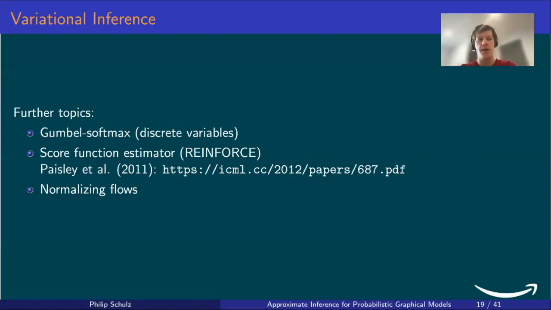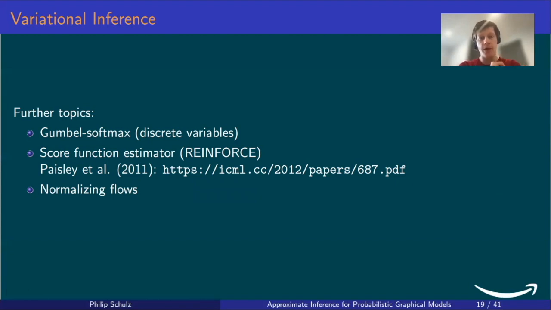Further topics to read up on are the Gumbel softmax. So that's being used for discrete variables, right? So far we've only been talking about continuous latent variables, so in particular Gaussians. If you want to use discrete variables, you may want to look at the Gumbel softmax. And there's a whole other way of doing variational inference, where instead of this mapping from one variable to another, you're doing something entirely different. And that's called the score function estimator, also known as reinforce. And the best paper, in my opinion, to present that idea is Paisley et al. 2011. So that's definitely something worth looking into.